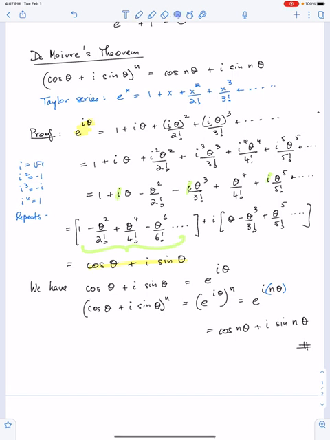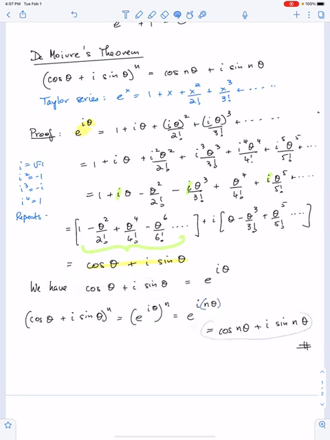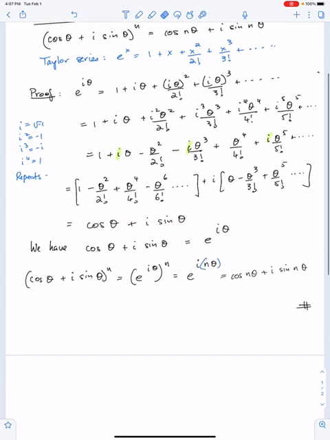Let's tidy it up a bit and put it on the same line. There we go. Okay.